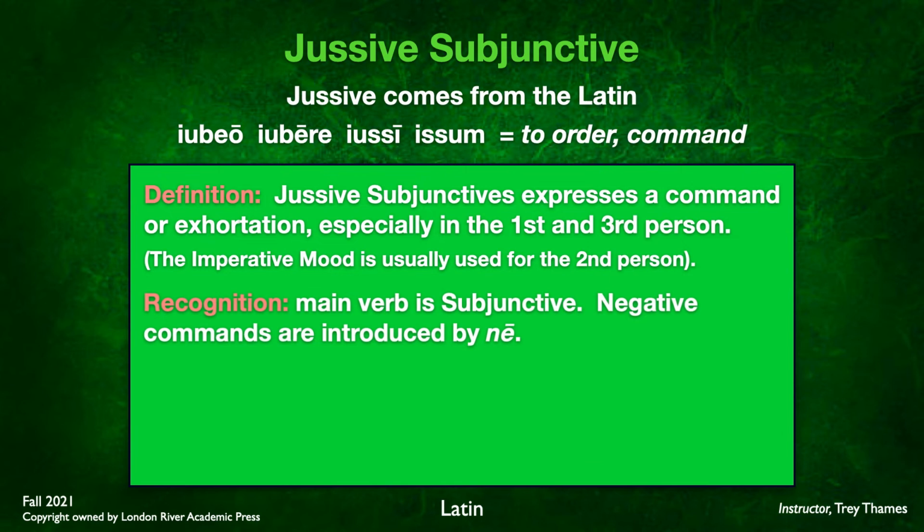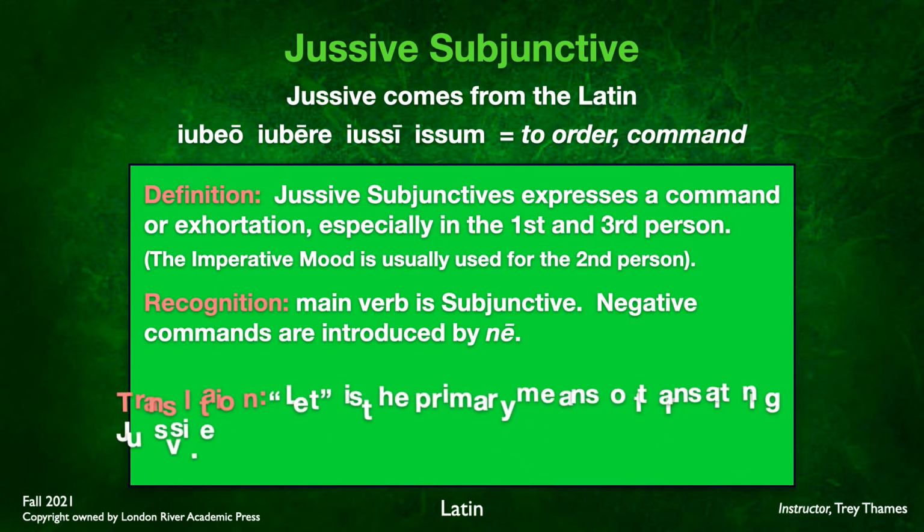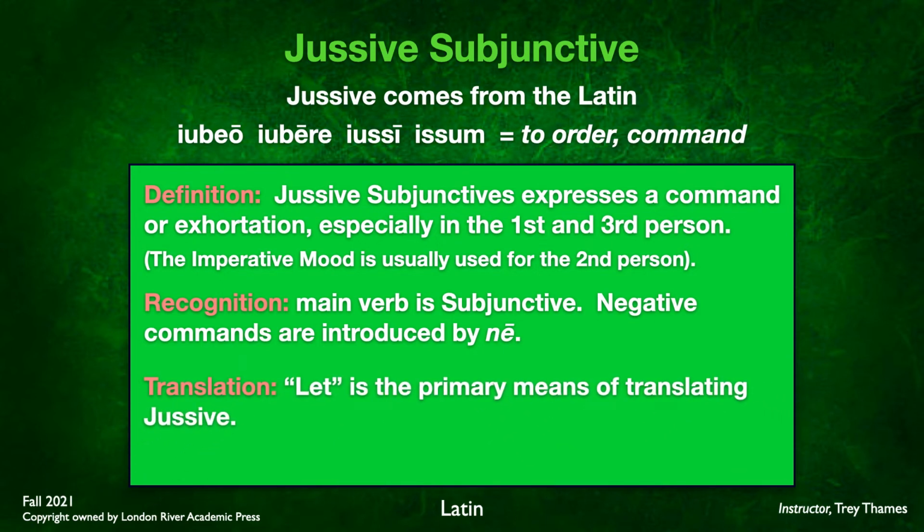Well, let's look at how we recognize this. The main verb is going to be in the subjunctive. So if your main verb is subjunctive, then what you probably have here, most likely, is a jussive subjunctive. Now, if you want to make a negative command, you will see that this is introduced by ne. And if you see that, you've got a negative jussive subjunctive. Now, here is how we will generally translate a jussive: you will simply add the word let as a primary means of translating this.